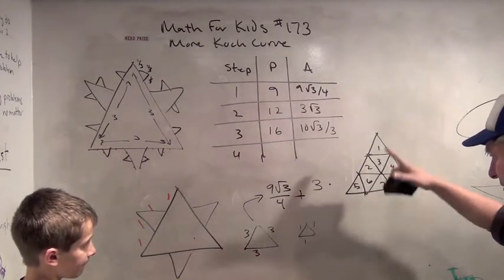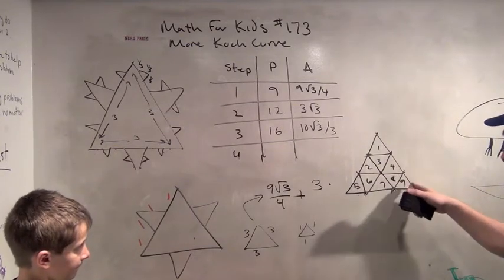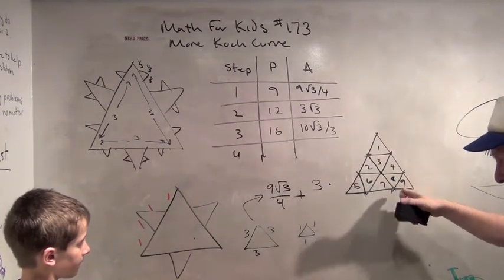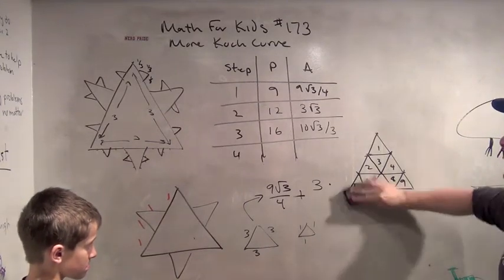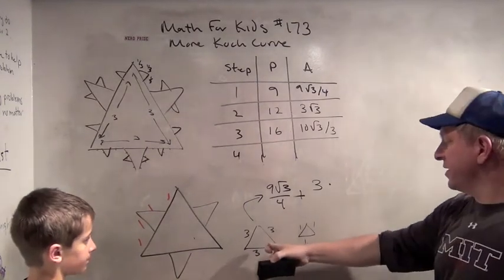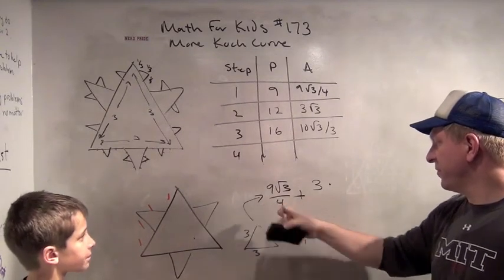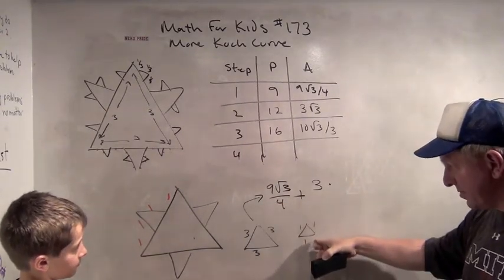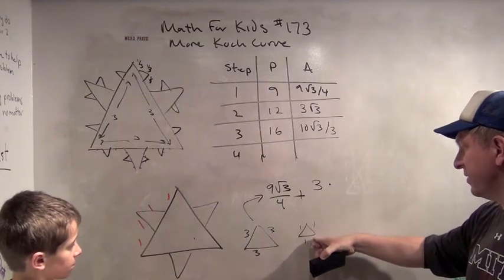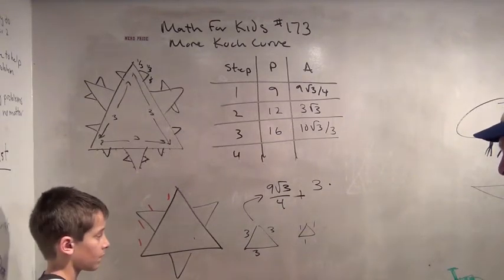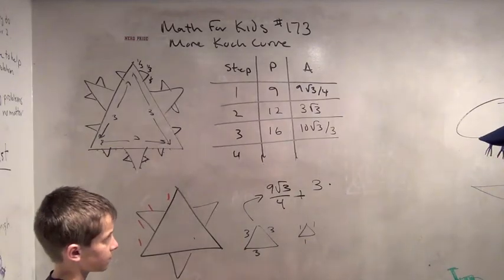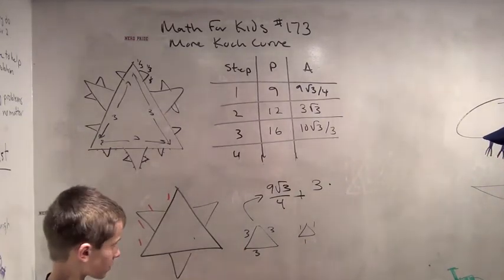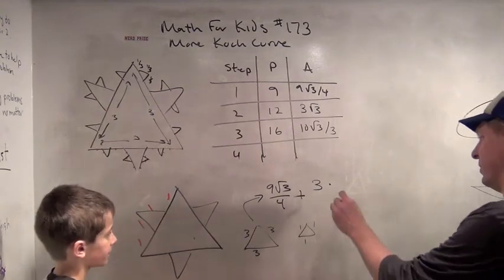When you cut everything into thirds, you end up with 9 smaller bits, each of the sides equal to 1/3 of the original. So because the area of this was 9 times the square root of 3 over 4, and this is 1/9 as big, what is the area of this little triangle? What is 9 times the square root of 3 over 4 divided by 9? It's the square root of 3 over 4.